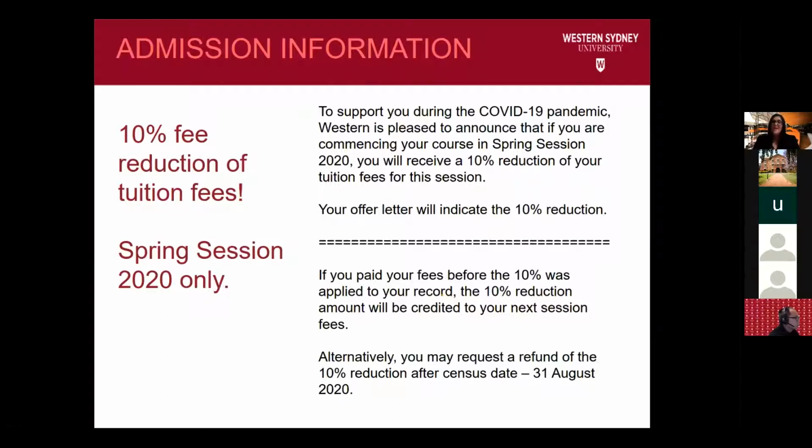However, you can request a refund of the 10% reduction after census date, and the census date is the 31st of August. So if you feel that you need to get the 10% reduction now, you can submit a refund request, but it won't be processed until after the 31st of August. So you're looking at September or October.